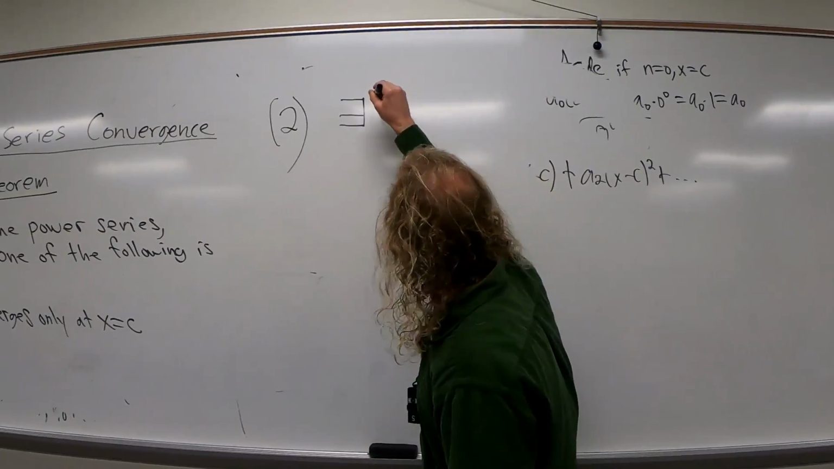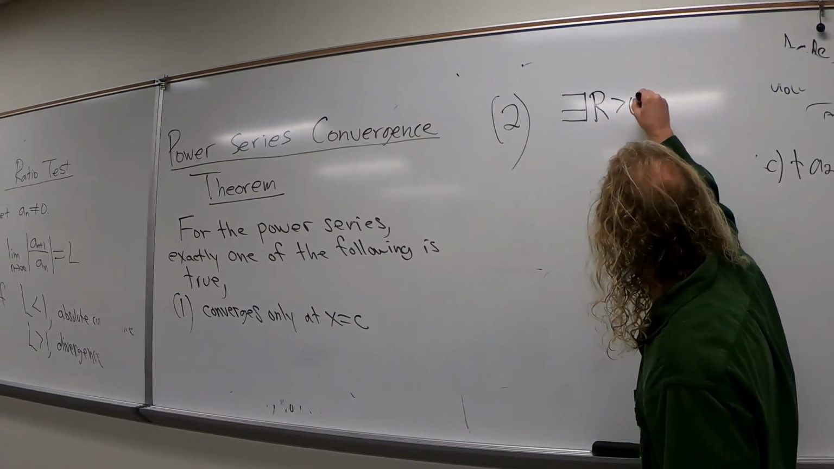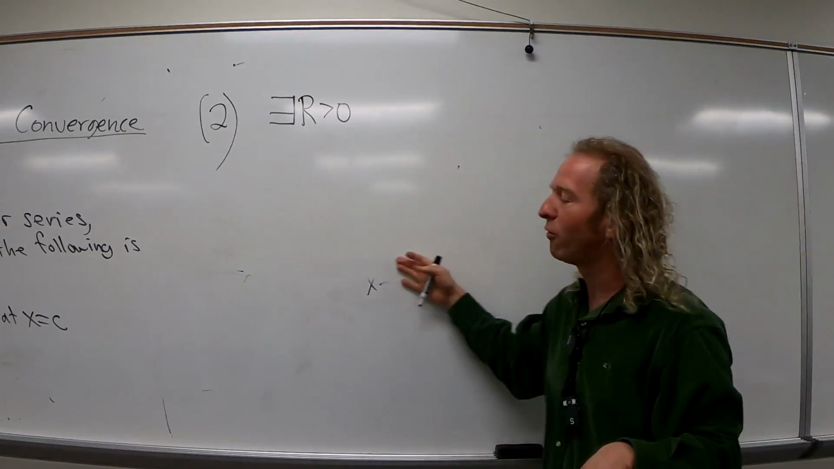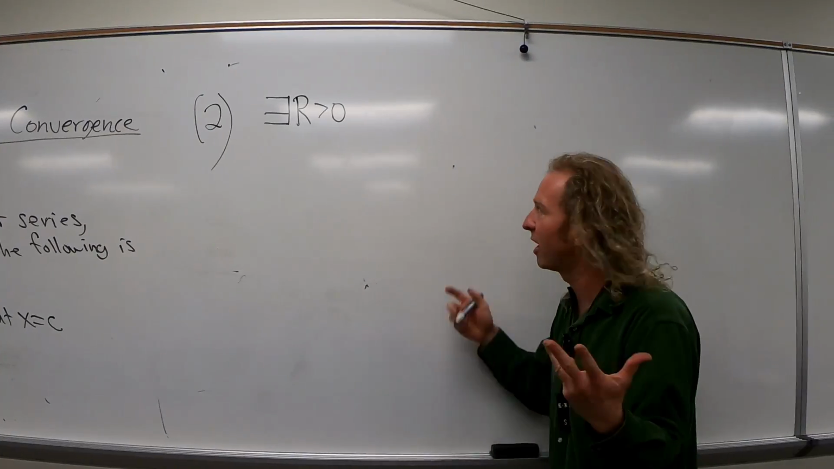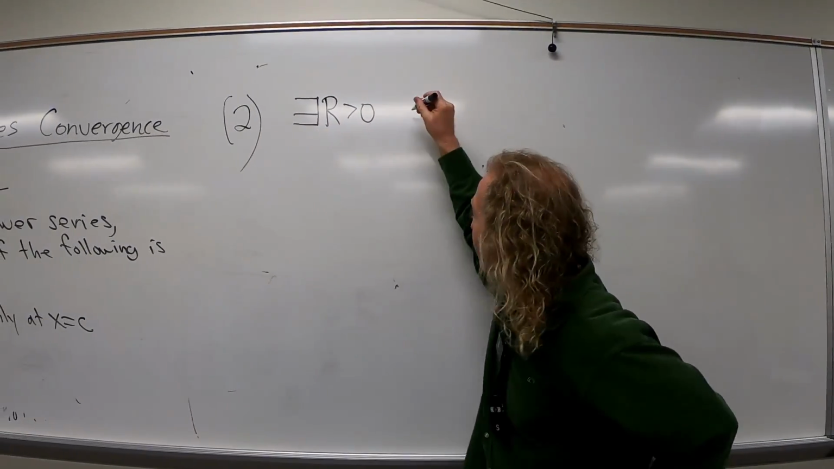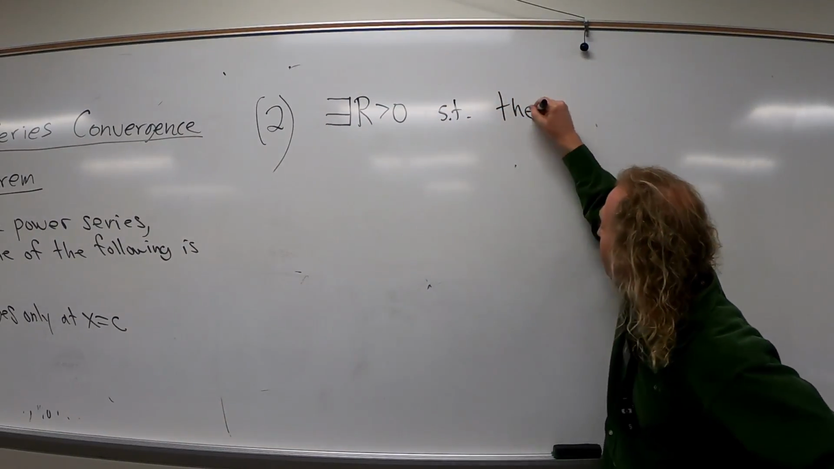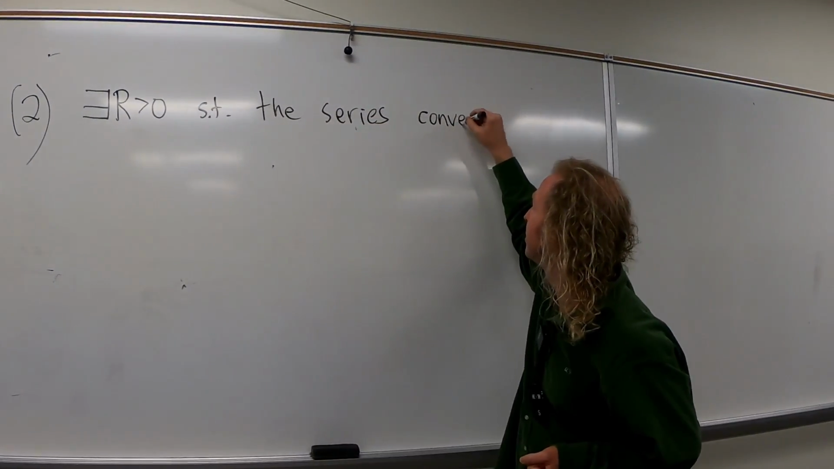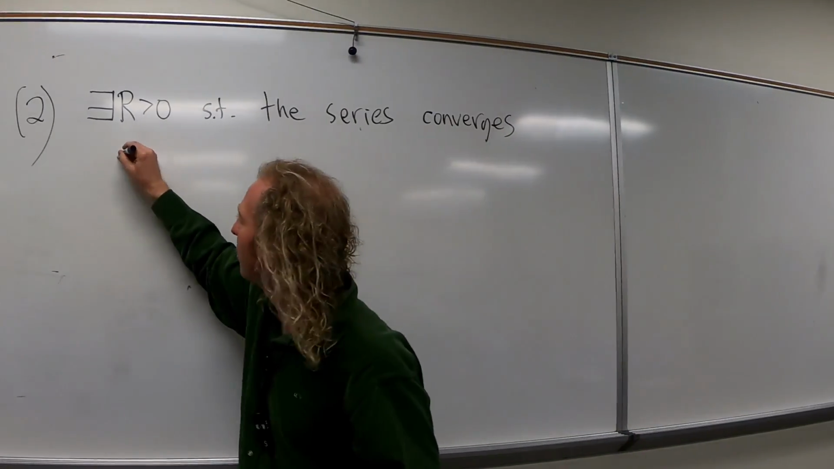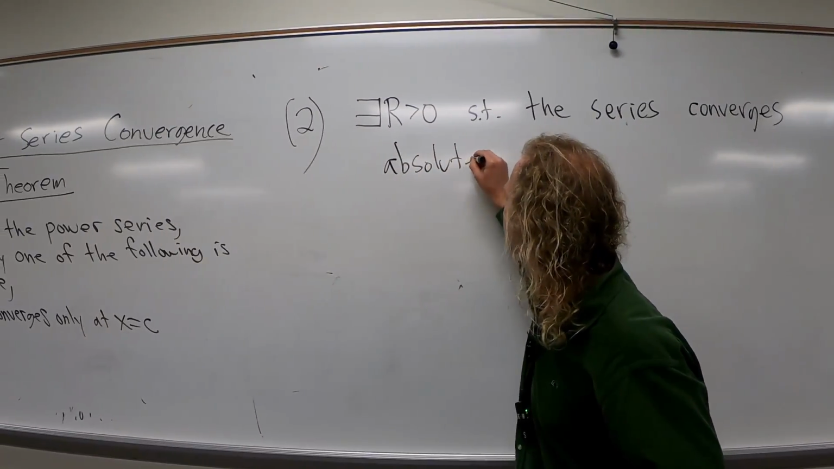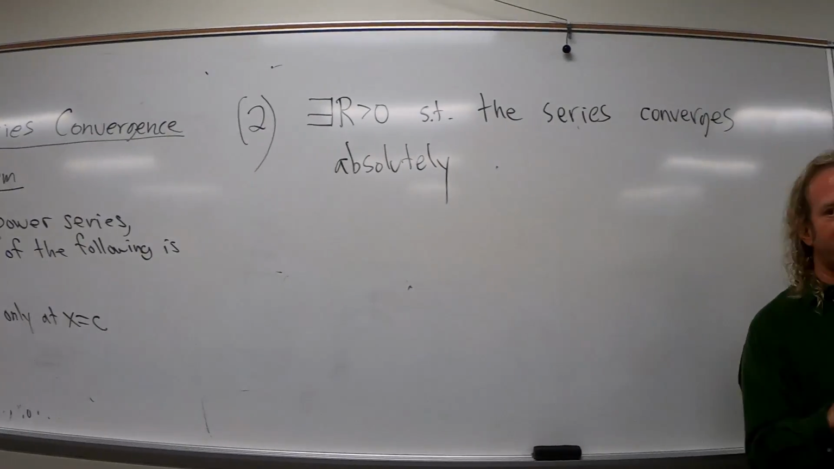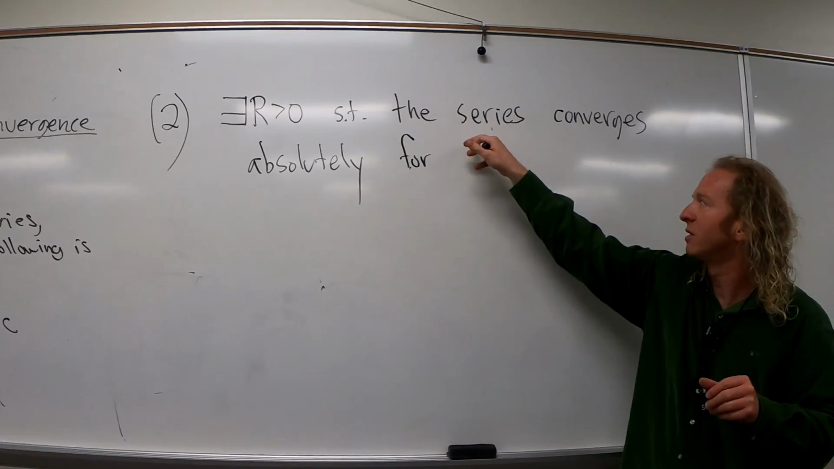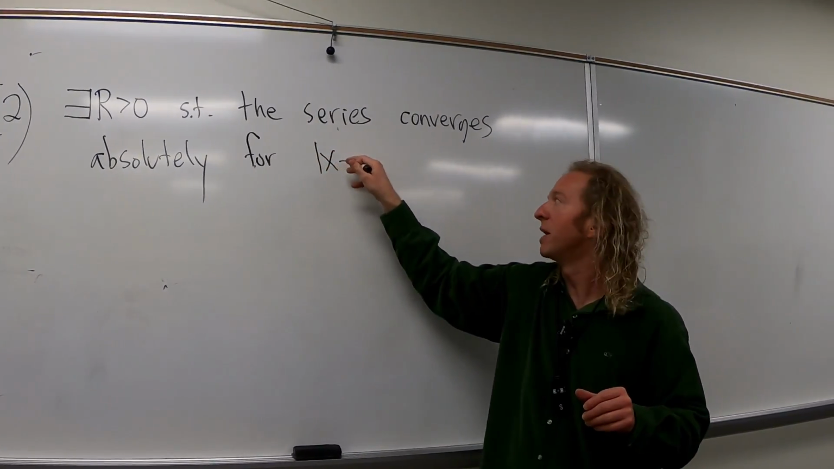R greater than 0. So R is just a positive number. This is kind of cool because by going over what we're going over, this will bring to light some of the stuff you saw in Calc 2 perhaps that you didn't understand. Such that the power series converges absolutely, in a certain interval. So this is worth doing, so check this out. It converges for the following values of x: absolute value of x minus c less than r.